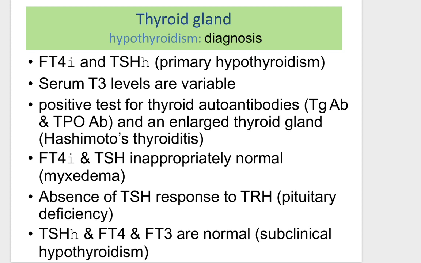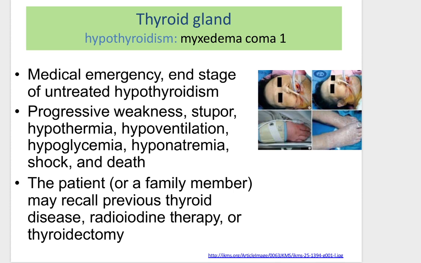If TSH is high and T4 and T3 are normal, we say that it is subclinical hypothyroidism. And the most severe case of hypothyroidism is myxedema coma. It is a medical emergency and a stage of untreated hypothyroidism with progressive weakness, stupor, hypothermia, hypoventilation, hypoglycemia, hyponatremia, shock, and death. The patient or a family member may recall previous thyroid disease, radioiodine therapy, or thyroidectomy.